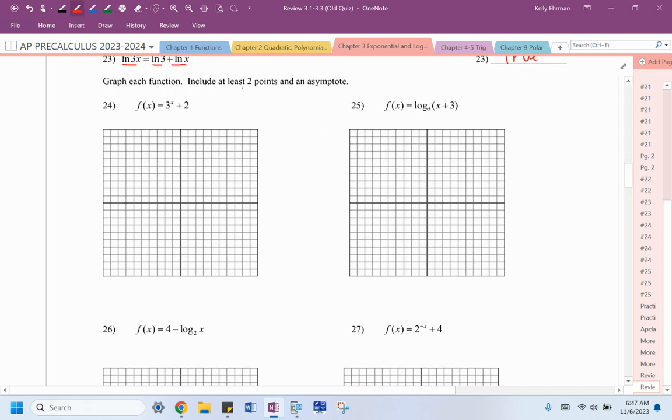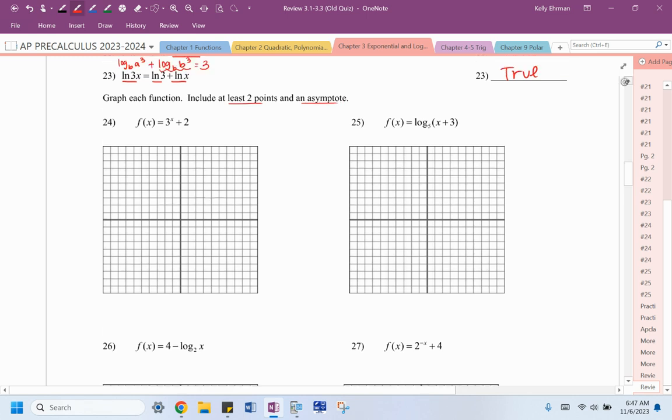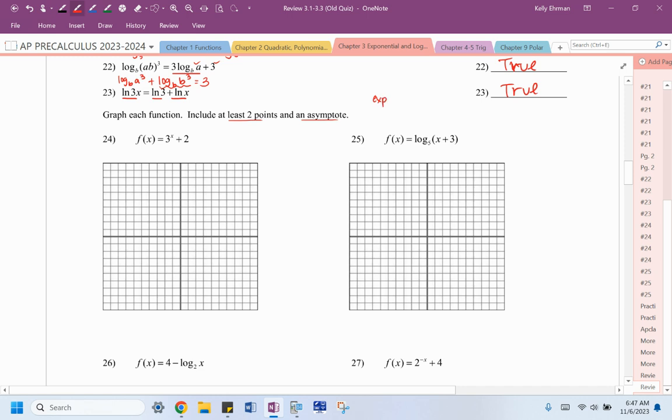Graph each function, include at least 2 points and an asymptote. So you need to know the difference between your exponential and your log. First of all, exponential nice points are (0, 1), (1, a), and y equals 0. And then for log, nice points, flip everything around: (1, 0), (a, 1), x equals 0. That's something to study before our quiz.